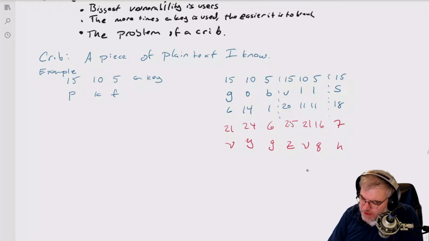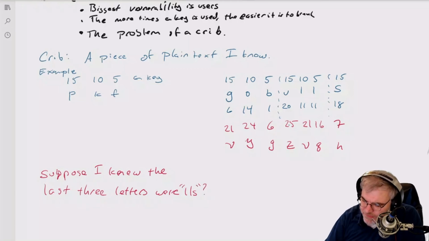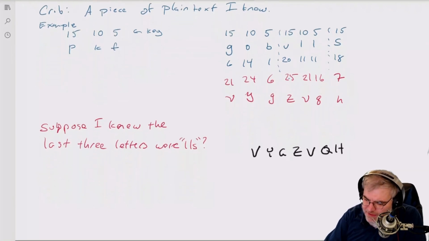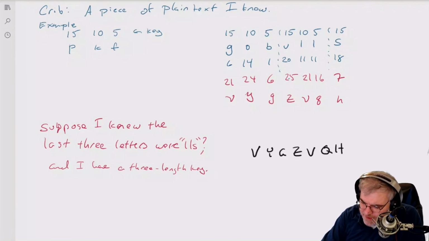Now, suppose I knew the end of this message was LLS. Suppose I knew the last three letters were LLS. All right, so I'm given the message V, Y, G, Z, V, Q, H. Now suppose I knew the last three letters and I know that I've got a three-piece key. So what am I going to do? I'm going to put my plain text underneath. This is what I know. I know this is L, L, S.